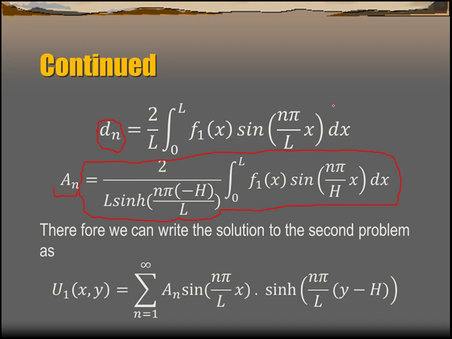Therefore we can write a solution to the second problem as u1(x) is equal to this expression, where the constant an may be calculated by this integral. This is the solution to the second problem.